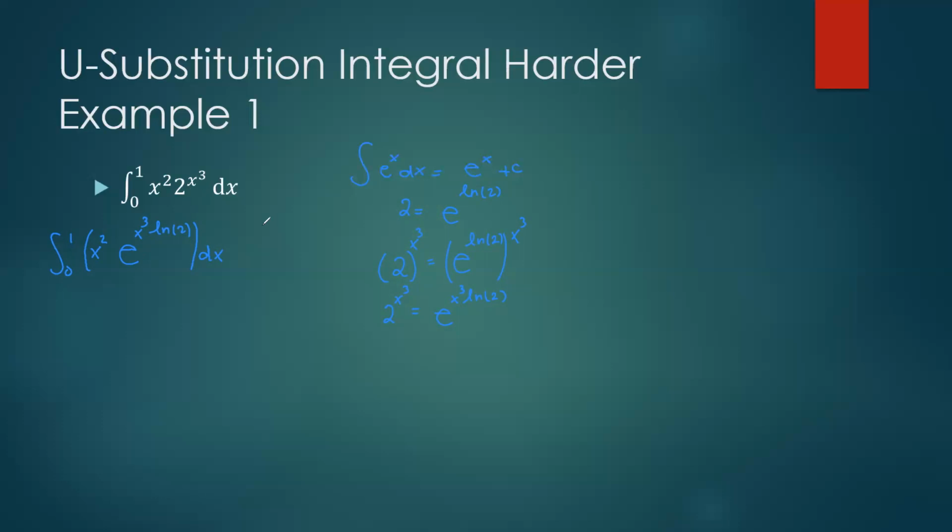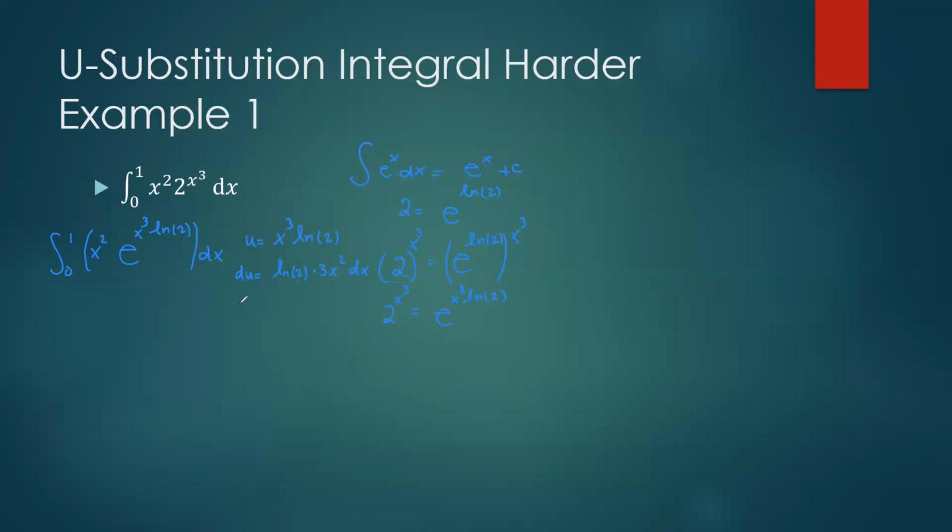Yes. So our new u would be x cubed ln of 2. Then you take the du, or the derivative of u. So what is the derivative of x cubed ln of 2? Well, ln 2 is a constant, a constant times x cubed, so you could just ignore the ln 2 and take the derivative of x cubed. So bring down ln 2, and then the derivative of x cubed, which is 3x squared, and don't forget your dx.